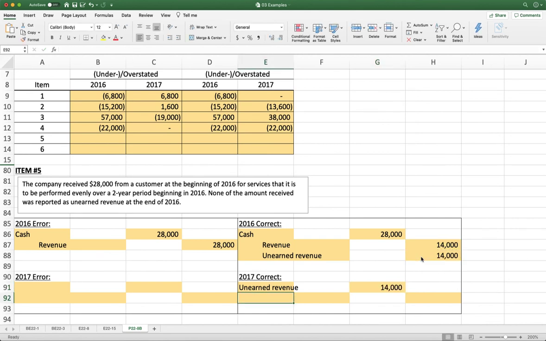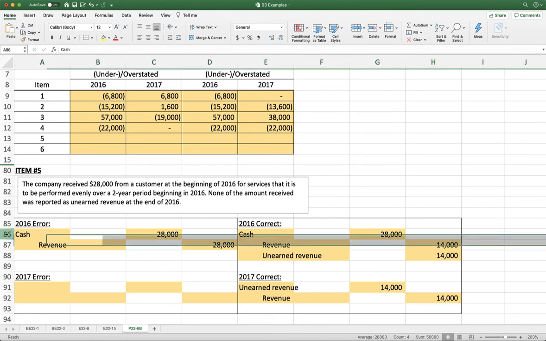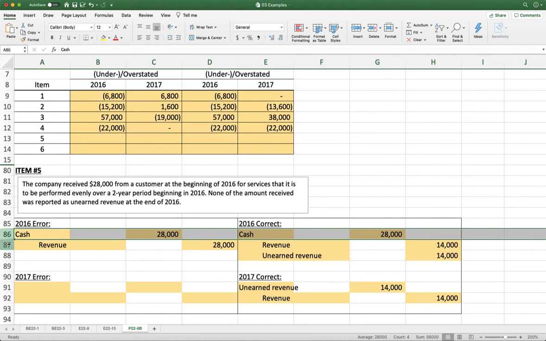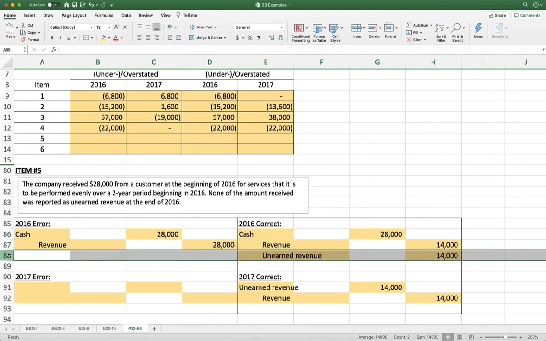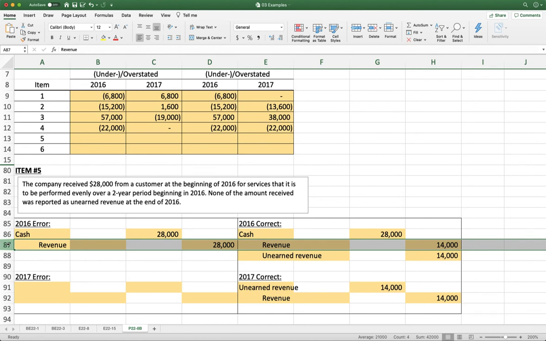And we're going to record it as revenue. So this one's a little bit different than some of the other ones we did because this one is revenue instead of expense. So again, we're going to look for income statement accounts. We have cash, that's a balance sheet account. We have revenue, that's income statement. We have unearned revenue, that's balance sheet. So we're just going to look at our revenue here. So they recorded revenue of $28,000, but they should have only done $14,000.